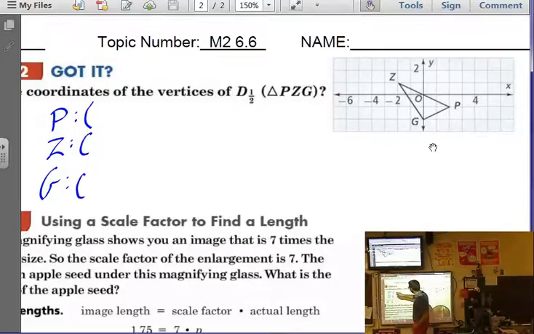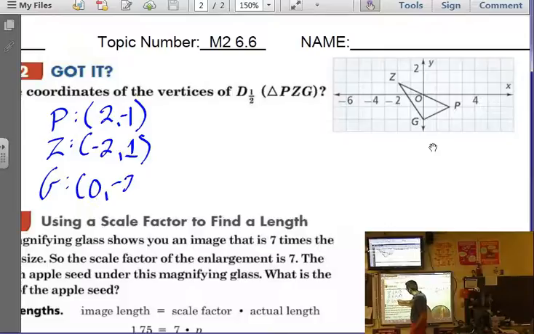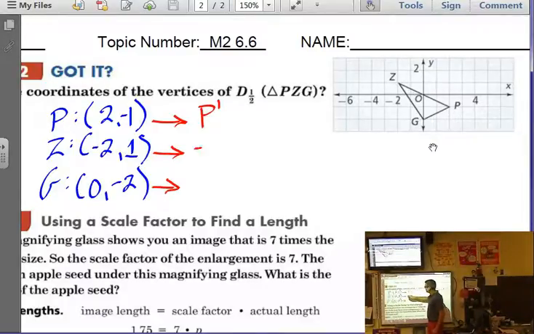So P is at +2, -1. Z is at -2, +1. And G is just 2 down on the y-axis. After we dilate, we get P prime, Z prime, and G prime.